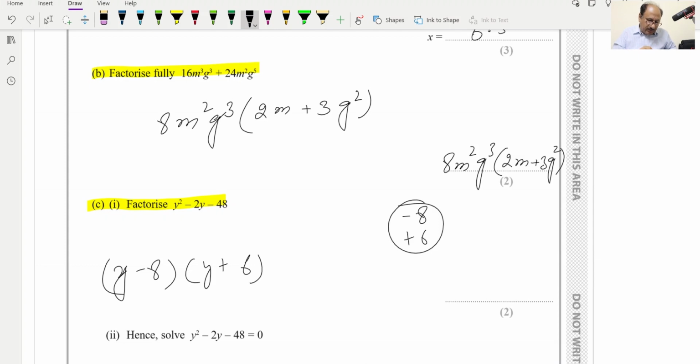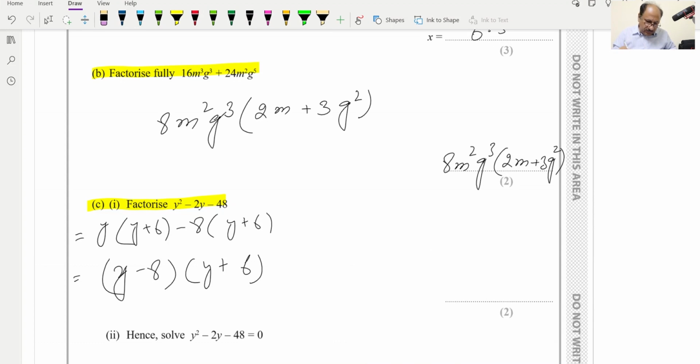Now we can write the intermediate step. For the intermediate step, we will write this y over here, and then multiply it with y plus 6, and then minus 8 into y plus 6, and this will be the intermediate step. Hopefully you understood this extra working.